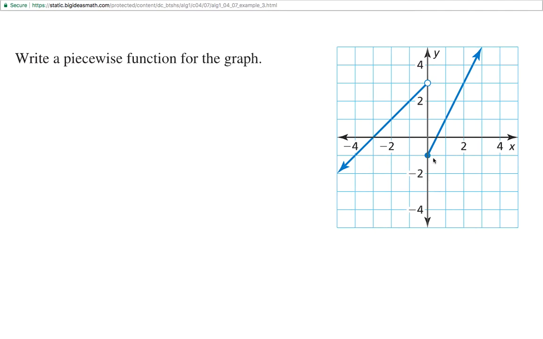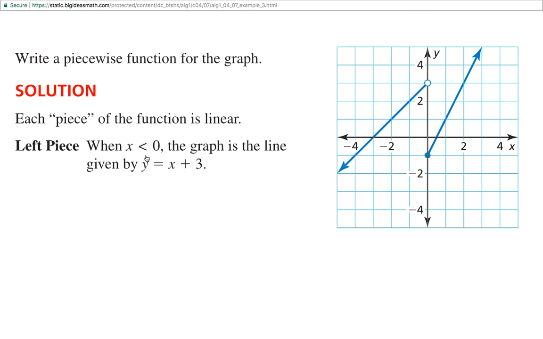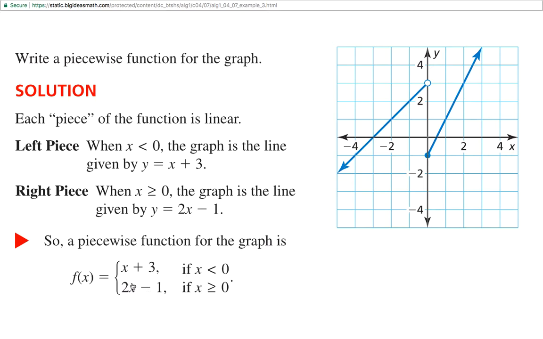Whereas this one, I noticed the y-intercept is at -1, and my slope is up 2, right 1. So it's going to be f of x equals 2x minus 1. Hence, you'll see what they go through here. You'll see f of x equals x plus 3, this one right there, and then we'll have 2x minus 1, hence over here. Notice that the domain is x is less than 0, and then this one is x is greater than or equal to 0.